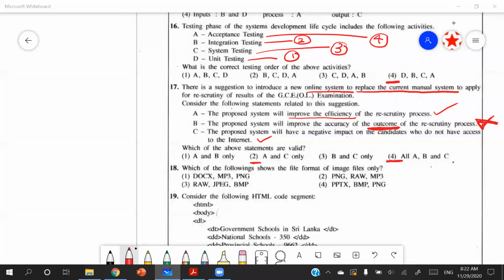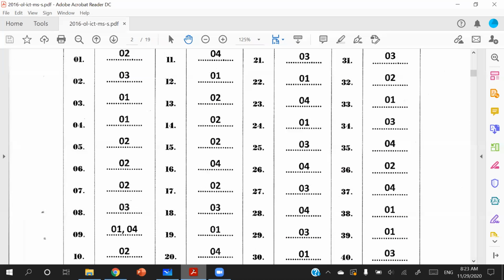Which of the following shows the file format of image files only? So in the first answer, they have DOCX, which is related to word processing software. And in the second answer, they have MP3, which is related to audio files. In the third answer, they have RAW, JPG, and BMP. Those are image types. And in the fourth, we have PPTX, which is the PowerPoint type. So the correct answer is going to be the third one, right? 18th, it's going to be the third.